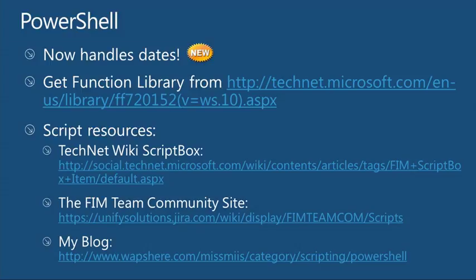There is a function library. I've put the link there. I use that all the time to make my scripts a lot simpler. You just call the function library at the top, and then for things like updating values and updating multi-values, there are nice little functions for that. I've got a couple of resources there: the link to the FIM team community site, the TechNet Wiki script box, and my blog.